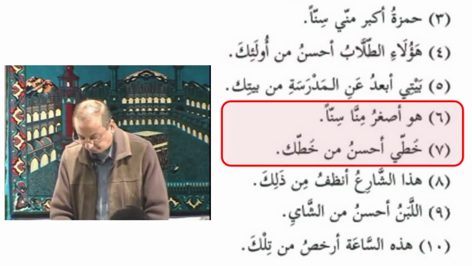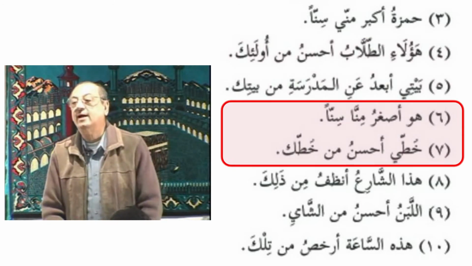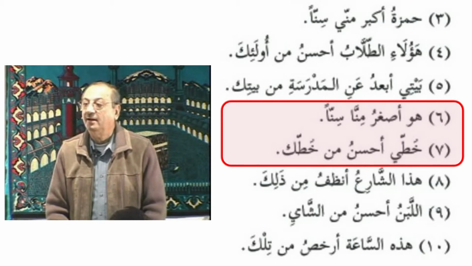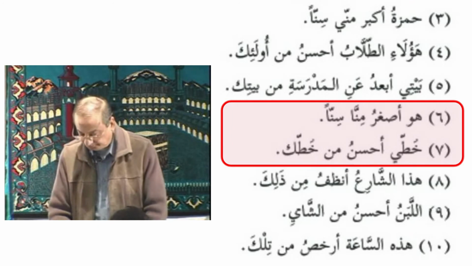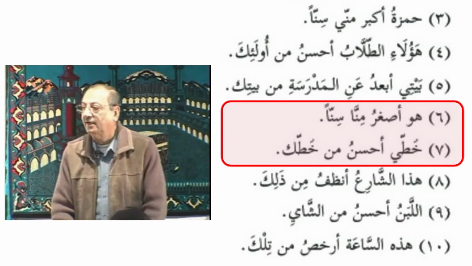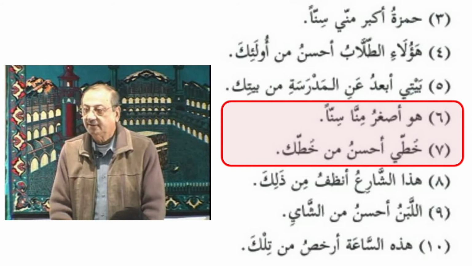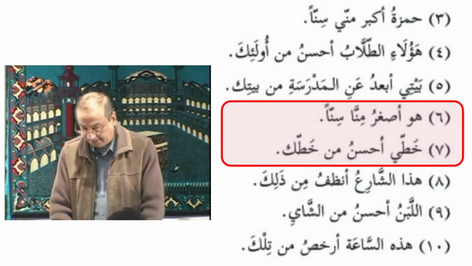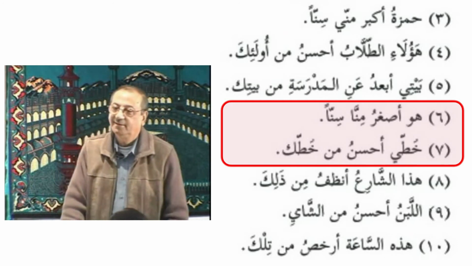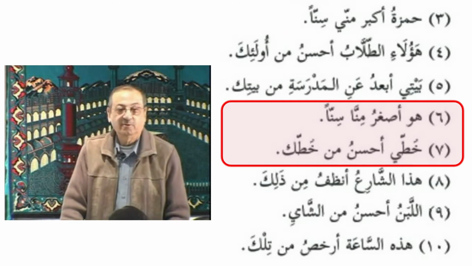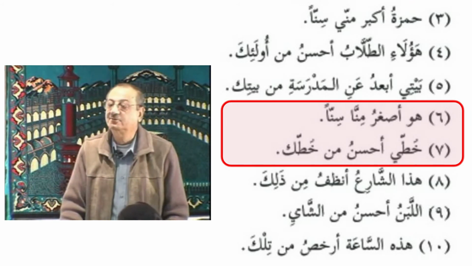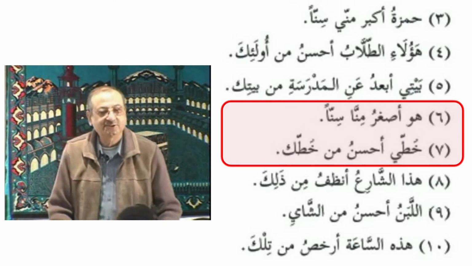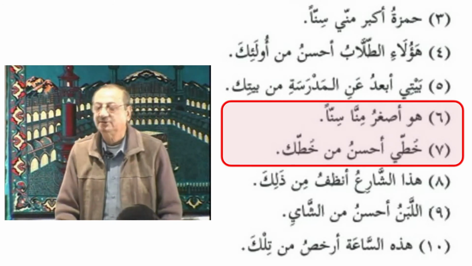Inshallah. Huwa asgharu minna. Minna is from min and then na, nahnu. He is younger than us. In what way? Sinnan. Tamiz. Sinnan is tamiz, and it is mansub. If the noun is marfu or mansub or majrur, we should know why. So sinnan is mansub. Why? Because it is tamiz, and tamiz is always mansub.